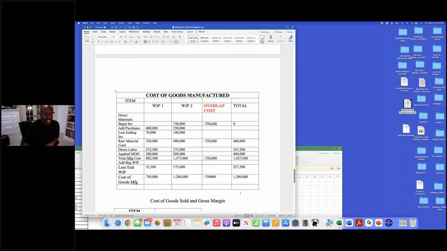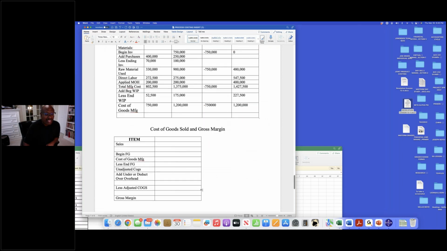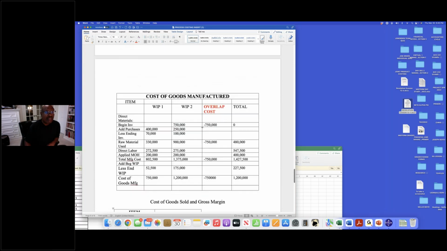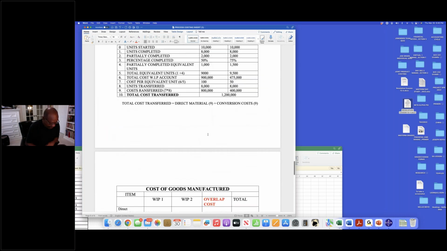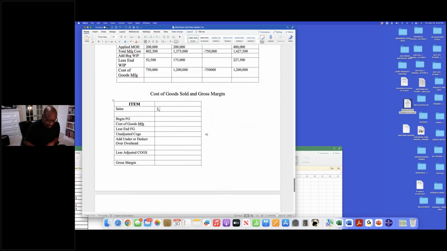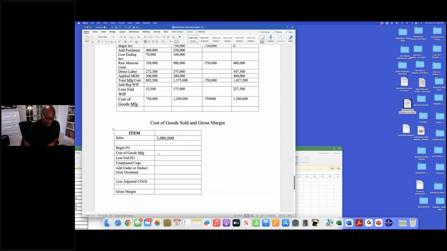Can we do a cost of goods sold and gross margin? What were the sales? $3 million, right? How much did we transfer the cost of goods sold? 1,200,000. That is our cost of goods manufactured. We write that number down.